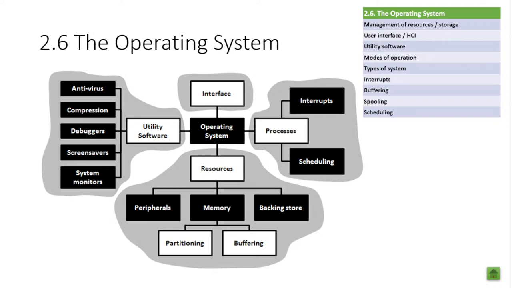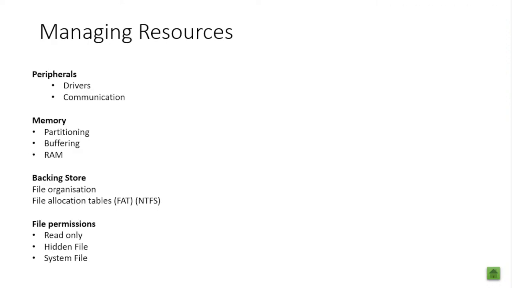And then we've got the backing store. So the backing store is your secondary storage. So inside your memory, you've got something called partitioning and buffering as well, which I'll cover both of those. And then utility software. So utility software are things like antivirus, compression software, debuggers, screensavers, system monitors. There's loads of stuff in utility software that we will cover as we go through. So firstly, how does the operating system manage resources?